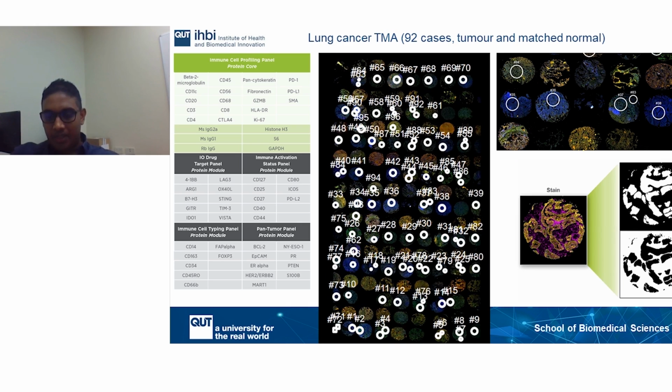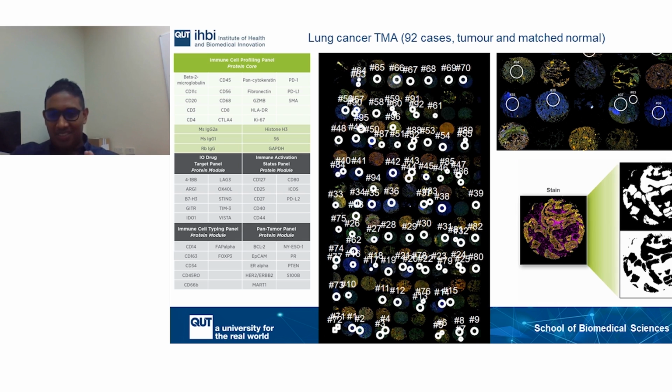So in the bottom right-hand corner, you can see that you can make a tumor mask, and you can liberate the signal of that. And when you do the inverse, you get the tumor microenvironment signal, which is, you get a total signal per core for the tumor and the microenvironment data. And this is what we're trying to attempt with the lung TMA.